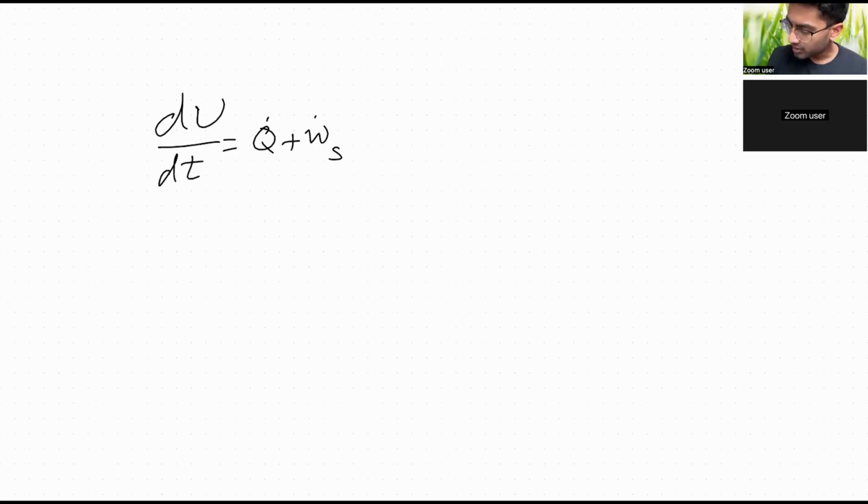So as a refresher, let's just write out our full energy balance just like last time. dU/dt is equal to Q plus shaft work plus the sum of inlet streams times specific enthalpies, subtract mass out times specific enthalpies, minus change in kinetic energy minus change in potential energy.